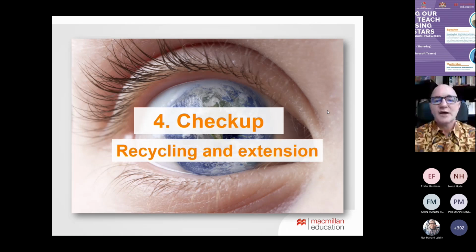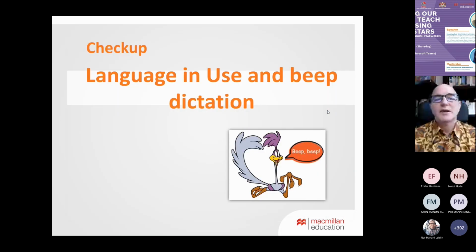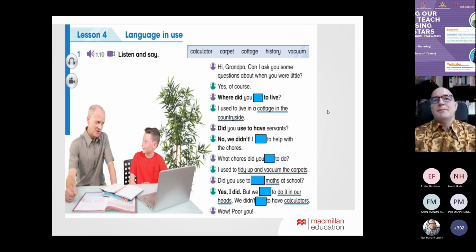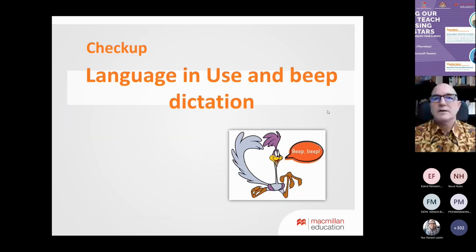Stage 4 is the checkup. So we want to check on their understanding, and we want to recycle the language and maybe even go a bit further with it. So what I like to do with this is what we call a beep dictation. It's a very simple activity. It's very similar to our activity in terms of correcting the teacher. So what we would do is we would give them this text. Okay, so they've got this text here.